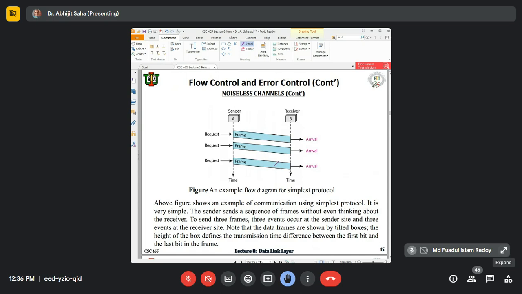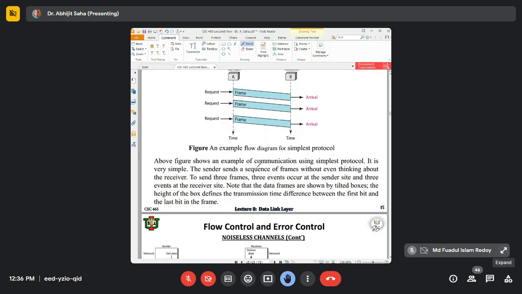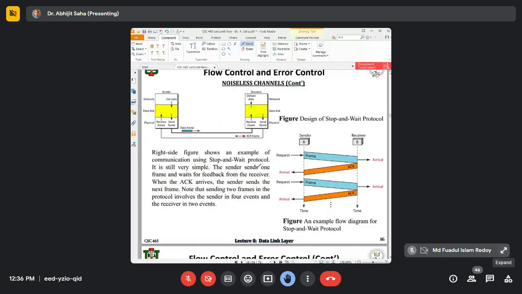Yes, sir. So there is nothing more to discuss here. So now come to the stop and wait protocol. This is the protocol that is actually for flow control. Okay, even though the channel is noiseless, it wants to make sure that the receiver has received the frame.